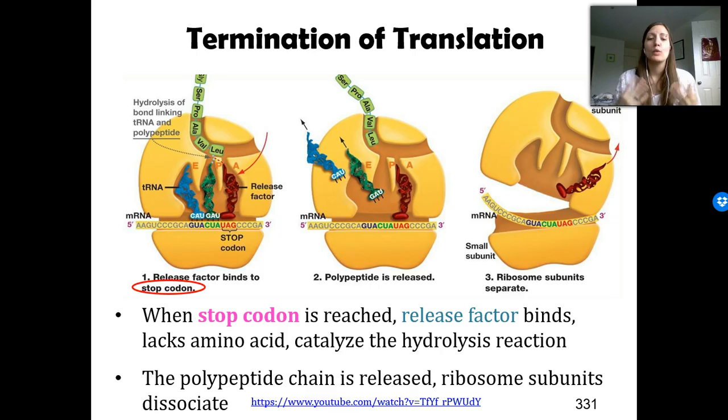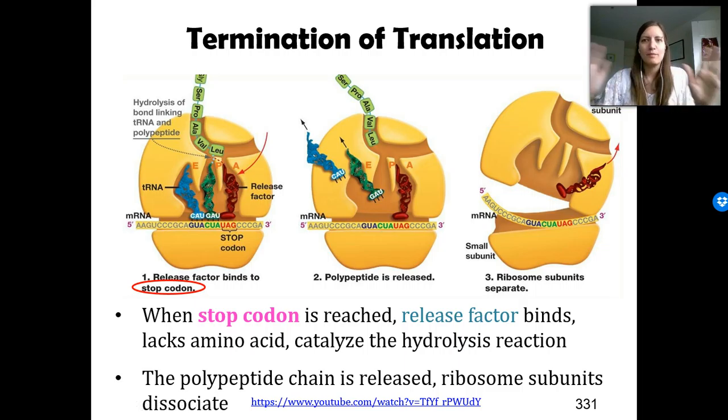It's called a release factor. It doesn't have an amino acid, but it's a molecule that can come in. It fits onto one of those stop codons. And what it does is it's actually going to catalyze this reaction, the reaction of cleaving off this last amino acid off of its tRNA.